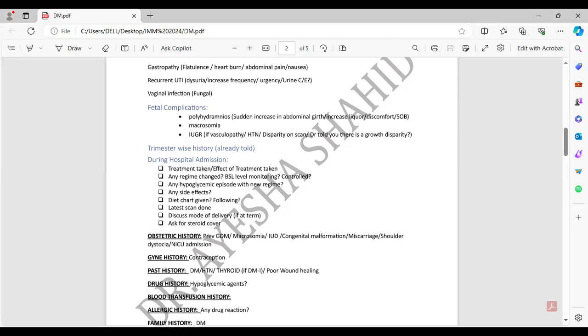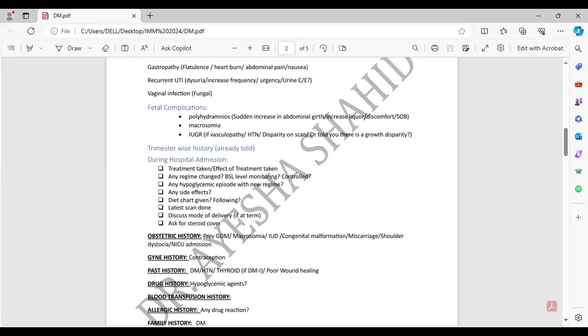This is a very important question and comes under patient safety. Inquire about any side effects of that particular regime used, whether she has been given the diet chart or not, and whether she is following that diet chart. Compliance with the diet chart as well as medicine is important to ask. Latest scan done and the findings of the scan, if the patient knew that.